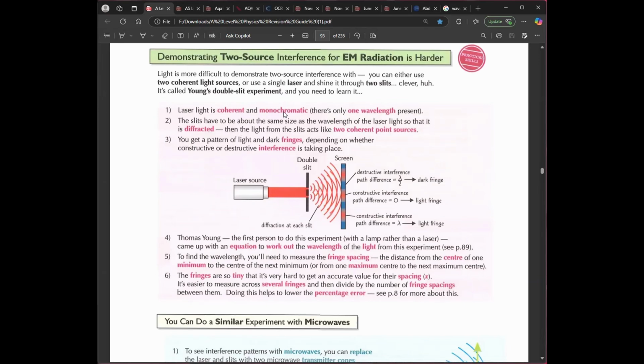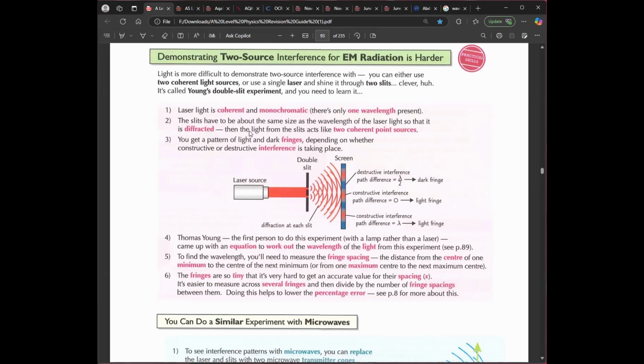So laser light is coherent and monochromatic. Monochromatic just means that they don't have more than one wavelength. It's just a single wavelength of light source that is there. Maybe it's a red laser, so it just has one wavelength associated with the red light. The slits have to be comparable to the size of the wavelength, as I said, for diffraction. So the slits have to be about the same size as the wavelength of the laser light so that it is diffracted. Then the light from the slits acts like two coherent point sources.